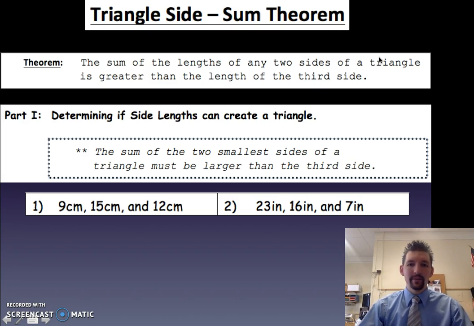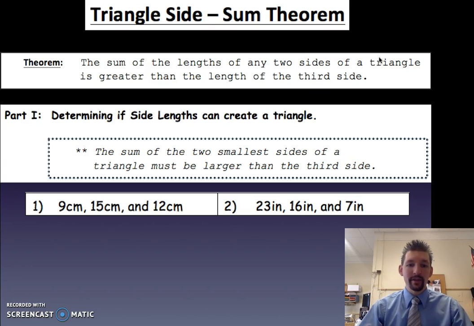So the triangle side sum theorem says that the sum of the lengths of any two sides of a triangle is greater than the length of the third side. So if you have two pieces, they have to add up and be bigger than the third one. So you take the two smaller pieces, add them up. If they're bigger than the third side, then it can make a triangle. If they are smaller than the third side, it actually cannot make a triangle. The two pieces will be too short to connect.